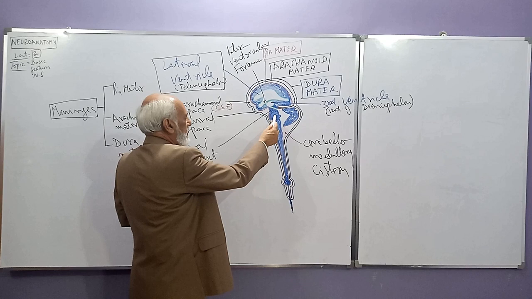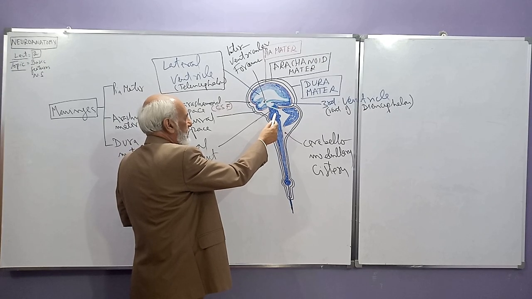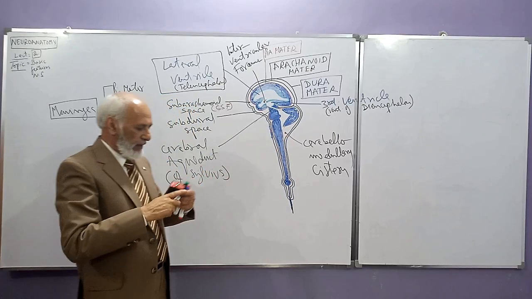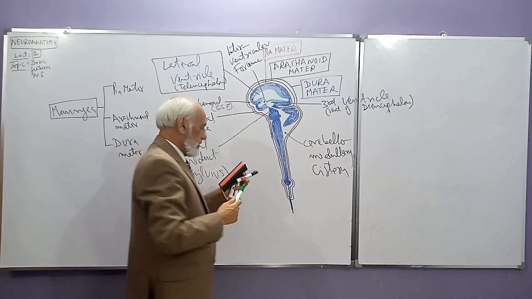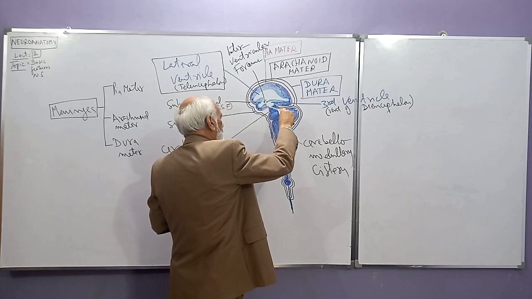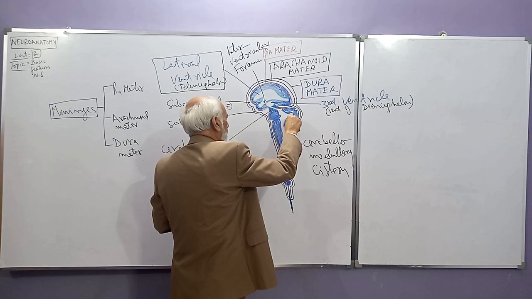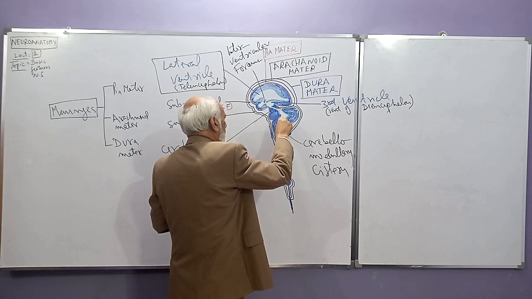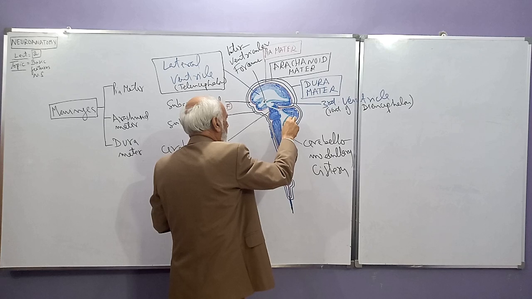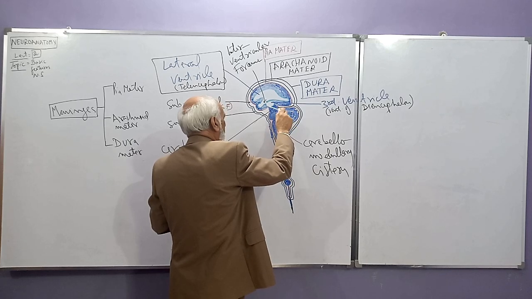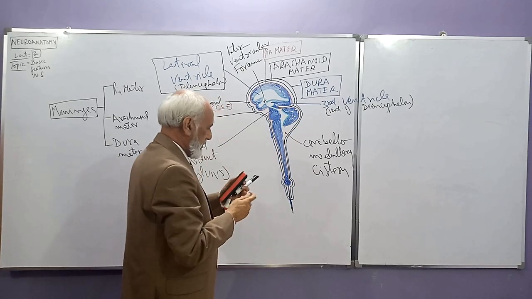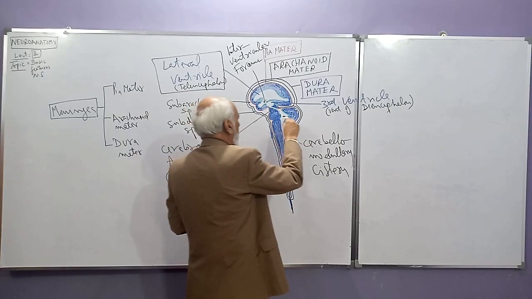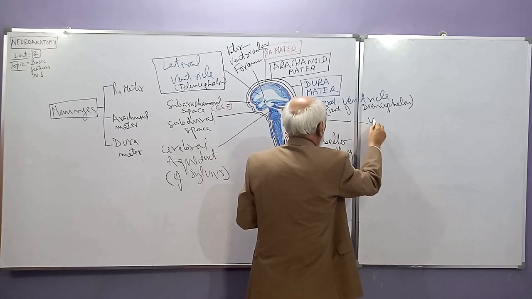Then here you can see the pons, the upper part of the medulla oblongata and the cerebellum. Again, there is a ventricle, which is known as the fourth ventricle.